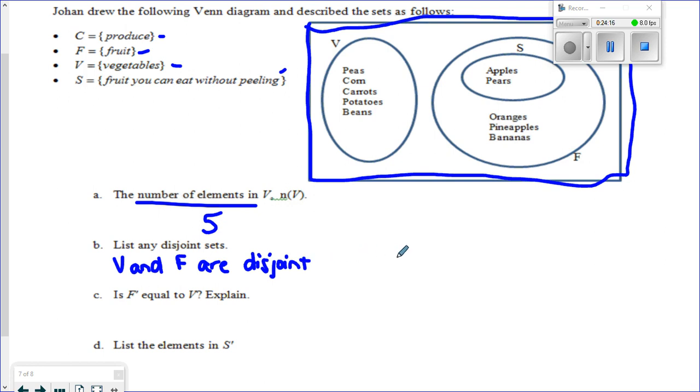You could also say that V and S are disjoint, because S is still a set and it is disjoint to V because it also has no elements in common. You can't say F and S are disjoint, because the things in S are also in F, so you can't say they're disjoint, but V and F being disjoint is the big thing.